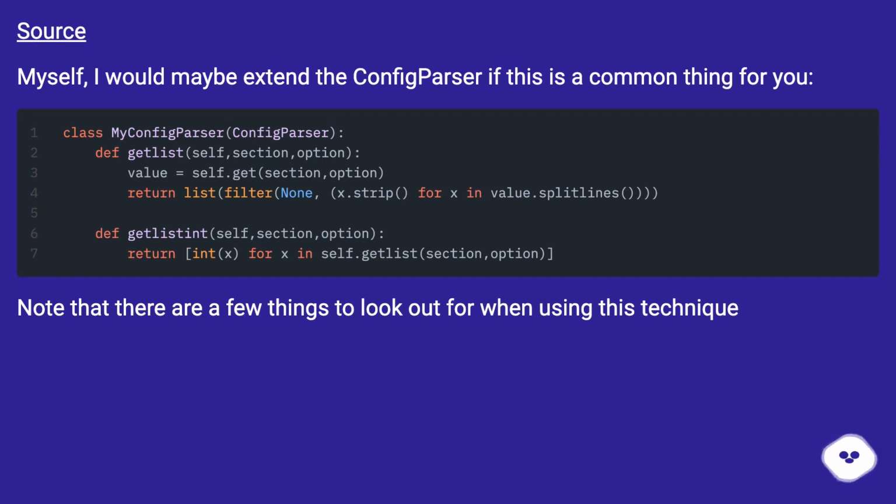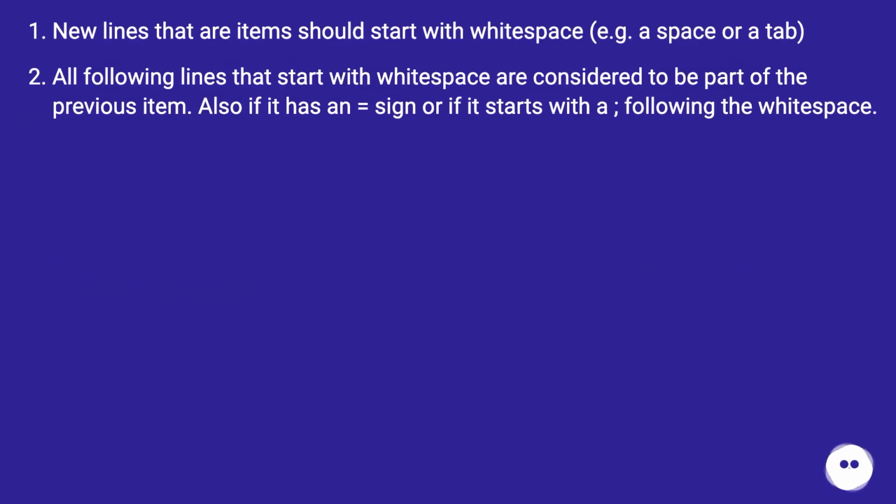Note that there are a few things to look out for when using this technique. New lines that are items should start with whitespace, for example a space or a tab. All following lines that start with whitespace are considered to be part of the previous item. Also if it has an equal sign or if it starts with a semicolon, following the whitespace.